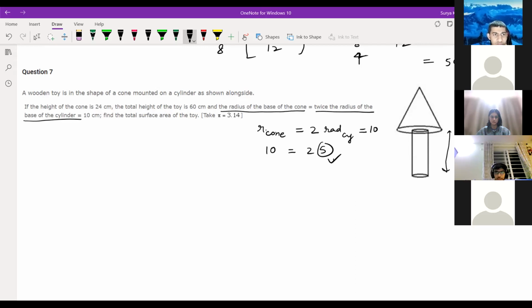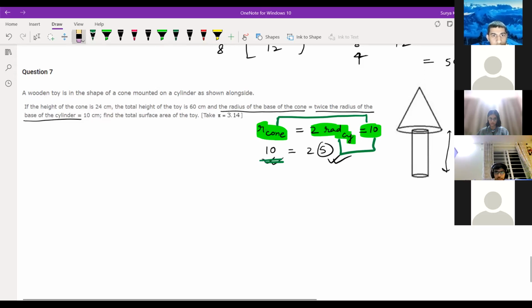Cylinder radius will be 5 and cone radius will be 10, by seeing also we can say, right? So cone will be 10 centimeter and R2, that is cylinder radius, will be 5 centimeter. Is it clear? Because see, all three are equal to each other. R cone is equals to twice the radius of the cylinder is equals to 10. So now we can compare. First and last, if you compare, you will get 10. Again, if you compare these two, you will get 5.